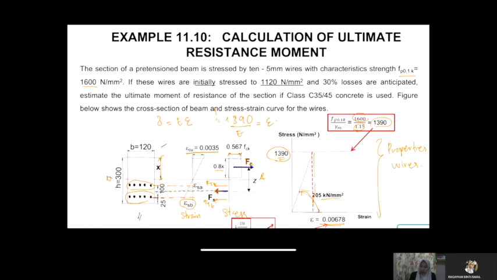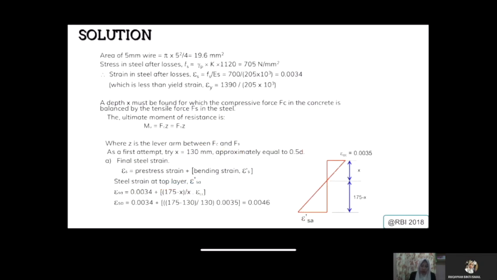So all the properties are here. So let's take a look at the calculation. Here is where you first calculate the area of your wire, because you need to know what will be the area of a 5 mm wire. We're talking for each wire, the area of it, because you have 10, so you might multiply with 10 later, or 5.